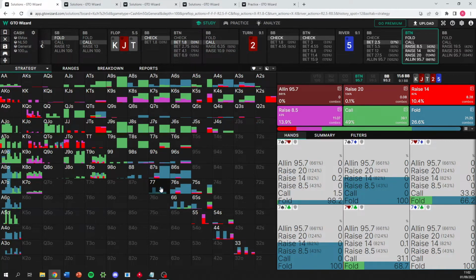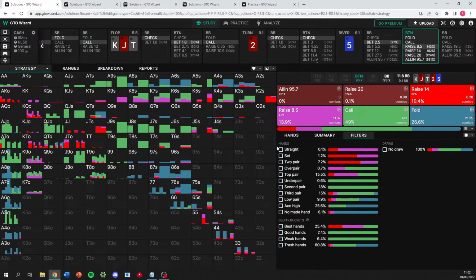Okay, and then for this, we're also going to think about our blockers, and especially on a board like this one where it bricks out, it's maybe not that obvious which are good blockers.